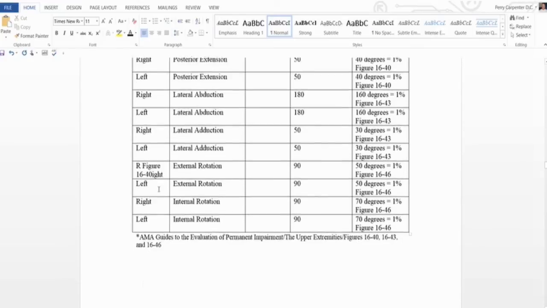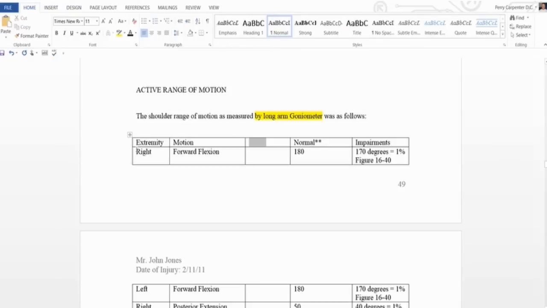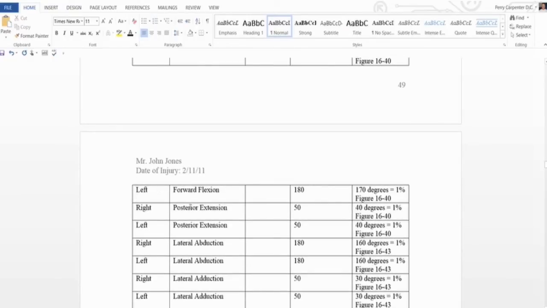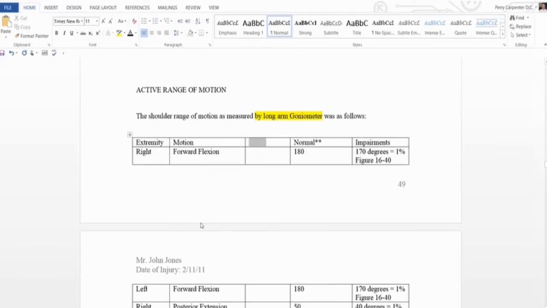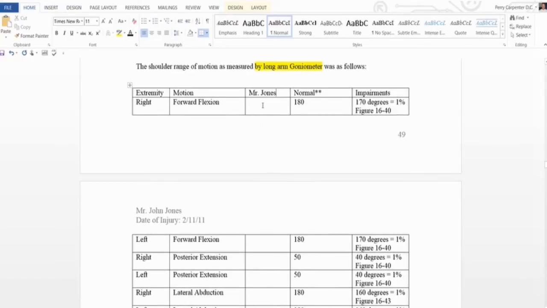So notice the tabular format of each and every motion, comparing the right upper extremity with the left upper extremity. We test extension on the right, we test extension on the left. We test abduction on the right, we test abduction on the left. And we put our findings for Mr. Jones in a tabular format. That way, we can clearly see that when Mr. Jones has only 92 degrees of forward flexion and normal is 180 degrees, we can tell at a glance that there's some difference between our examinee and normal. And we want to use the fifth column of this table to indicate to the reader that this finding of 92 degrees represents a certain level of impairment according to the AMA guides.